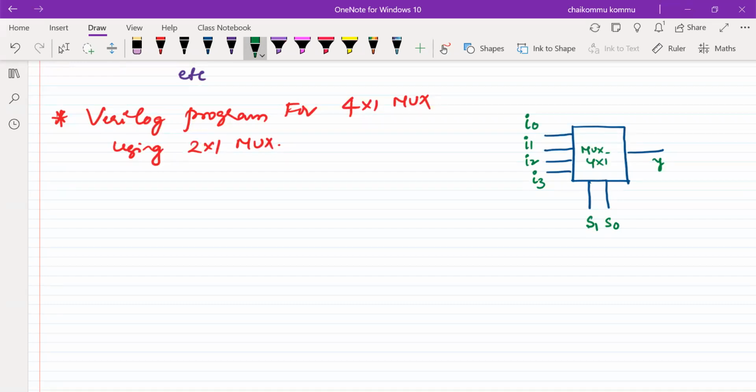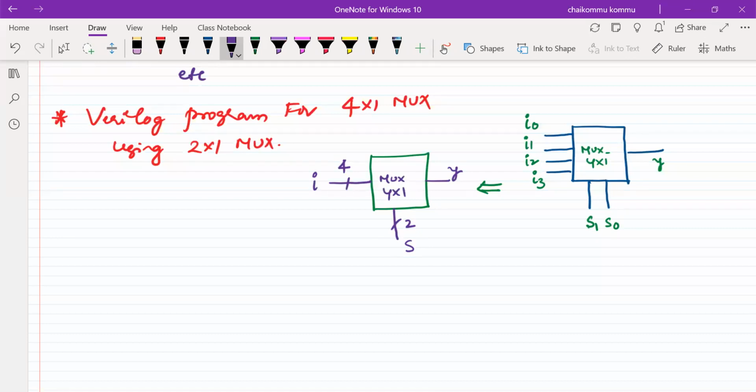It's better to consider the vector notation for this one. So this is actually a 4-bit size I, a 1-bit size Y, and a 2-bit size S. It is a mux 4 cross 1. So this is the vector notation, and it's better to write in the vector notation, right? So what is the structure for this one?